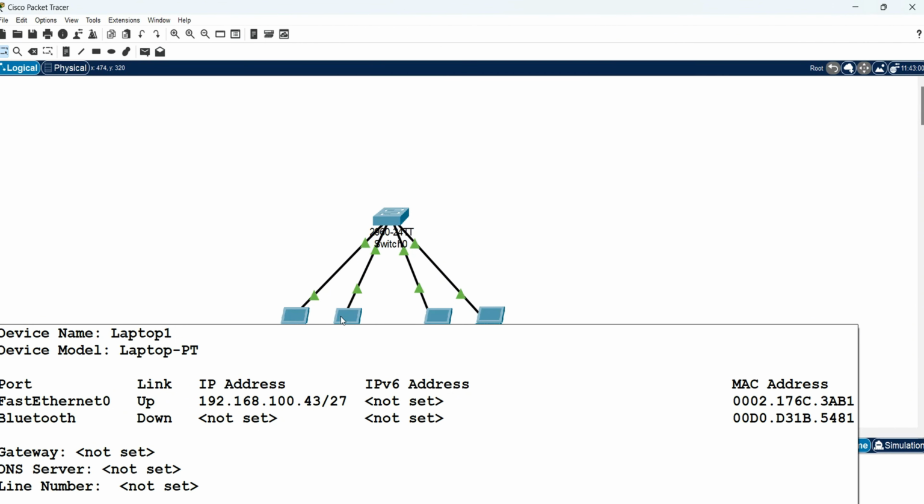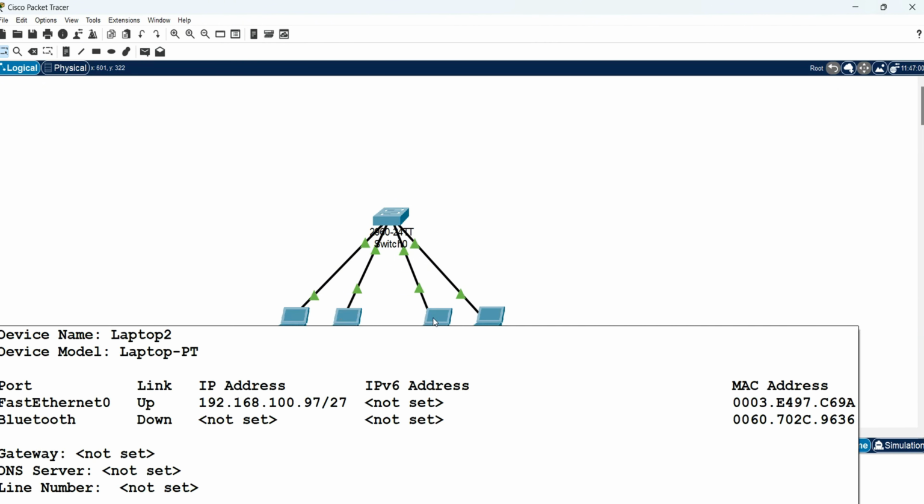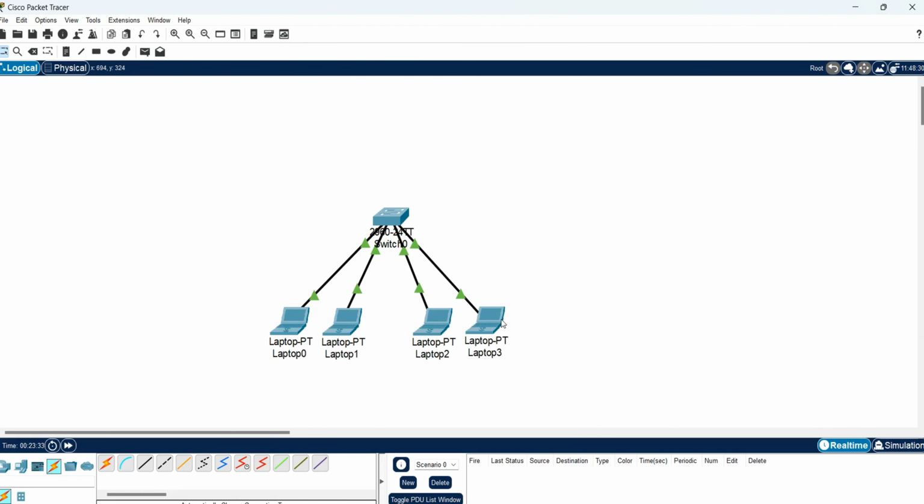Look at this slash 27, which is 255.255.255. That's 24 bits. Then dot 224. How do I get the 224? 128 plus 64 plus 32. And look at this one over here. All of them and all of them.